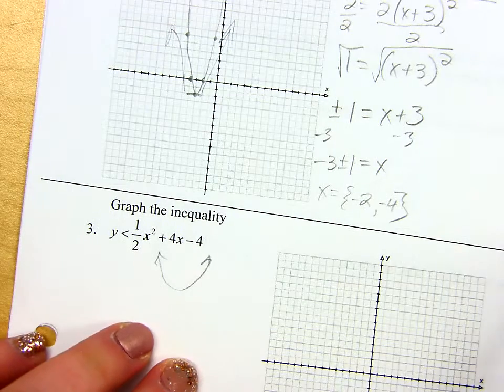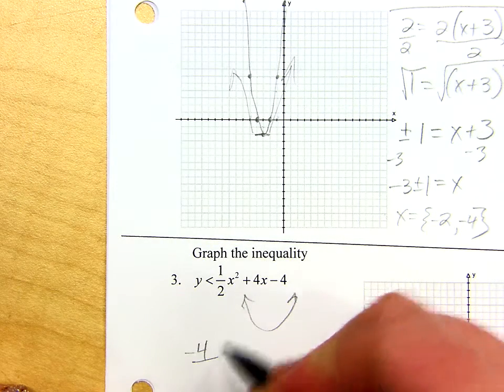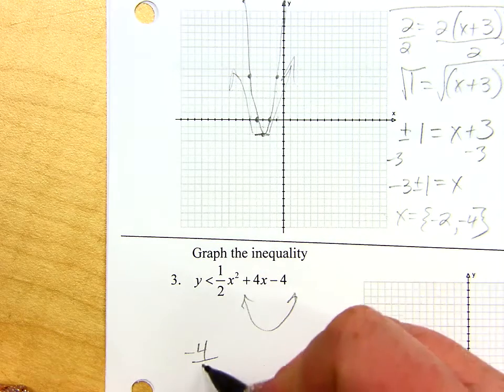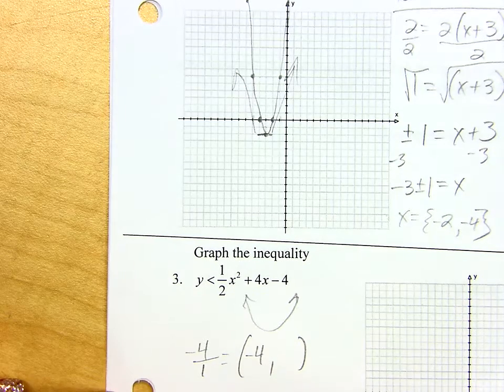So I ask you to find the vertex. So the vertex on this is -4 over 2 times a. 2 times a half is just 1. So hopefully you got -4 comma something. Yeah?